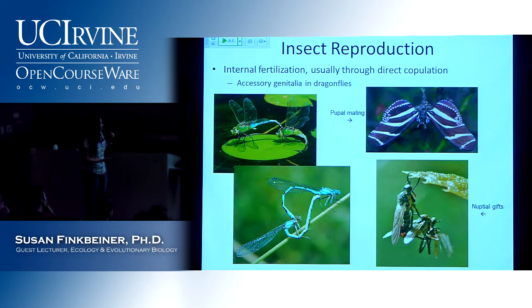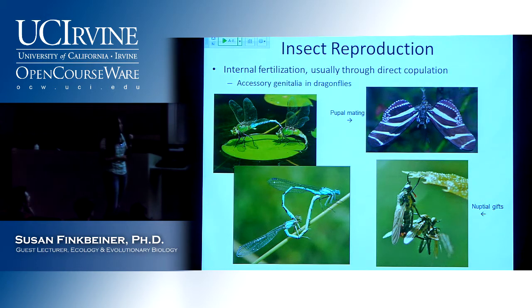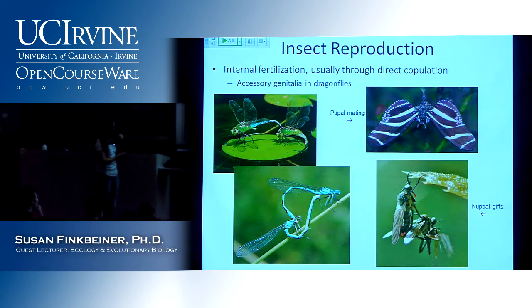Even after copulation, the male will watch the female to make sure she lays eggs using his sperm, and he'll fight off other males that may try to come and mate with her. So not only are these guys pretty abusive, but they're also possessive. So I'm very glad that we are not dragonflies for that reason.